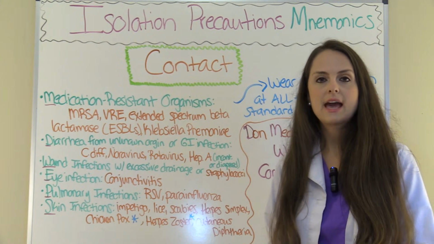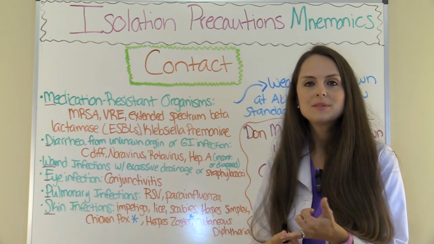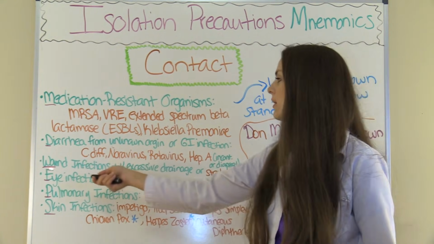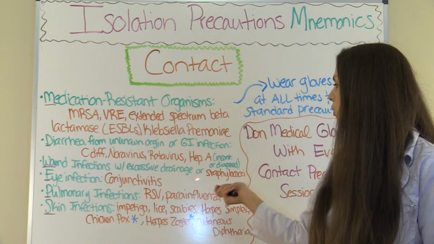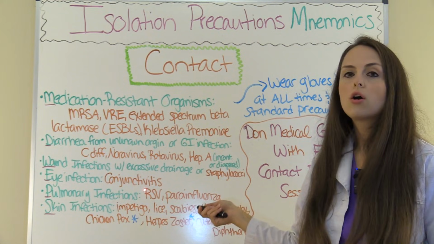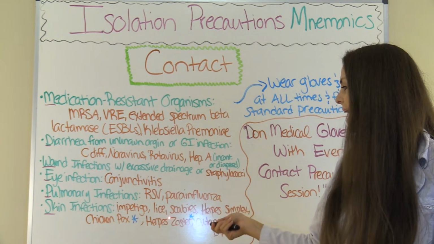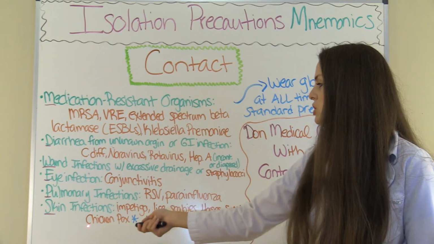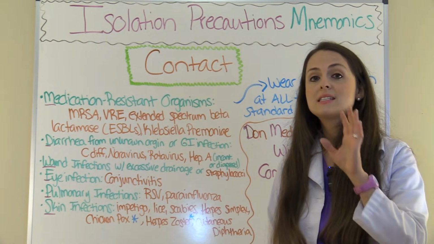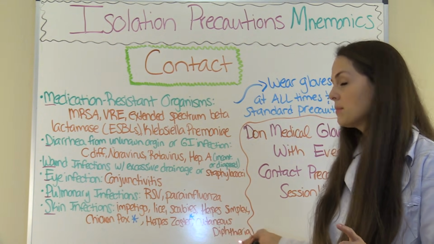But there's a catch with hepatitis A. If the patient is incontinent of stool or diapered, you'll need to have them in contact, because hepatitis A is spread through feces, and if you get that on you, you could contract hepatitis A. Okay, next, wound infections with excessive drainage or streptococci, eye infections like conjunctivitis, pulmonary infections like RSV or parainfluenza, and skin infections, which are impetigo, lice, scabies, herpes simplex, chickenpox, which remember is also airborne, herpes zoster, and the disseminated herpes zoster, the widespread, is airborne as well, and the cutaneous diphtheria.